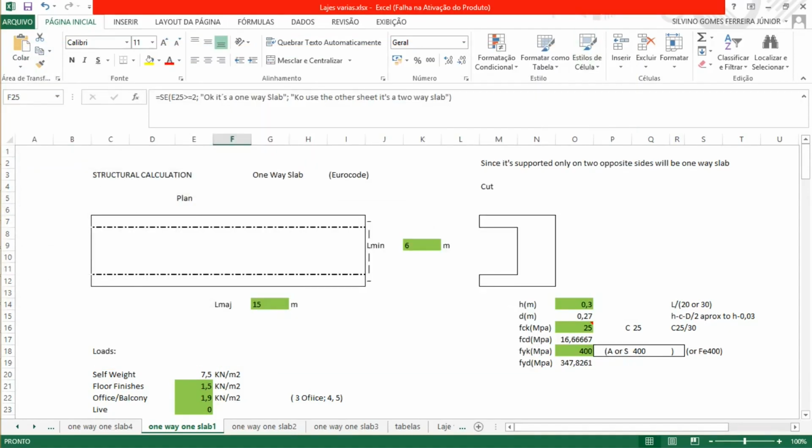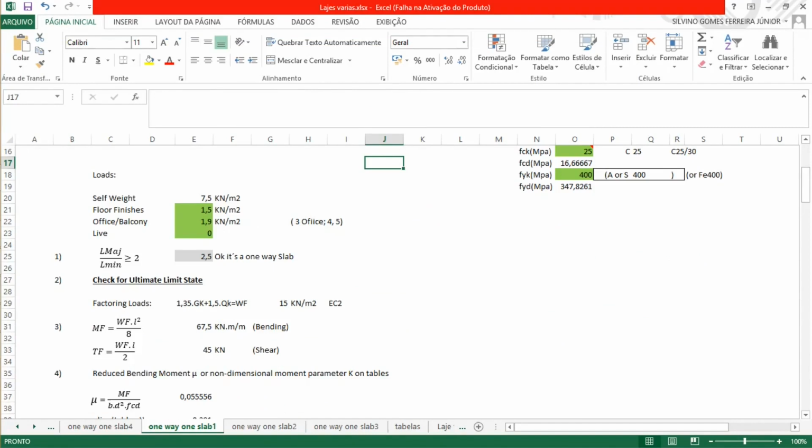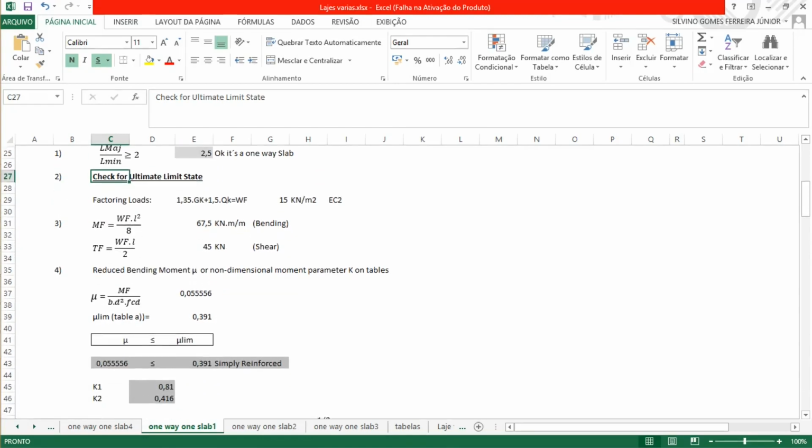Okay, so we are considering this 1.9, but it should be 3. According to each code, people will know what they should use if it's for office, residence, shops or something. So we have to check the ultimate limit state to get the reinforcement for this slab.